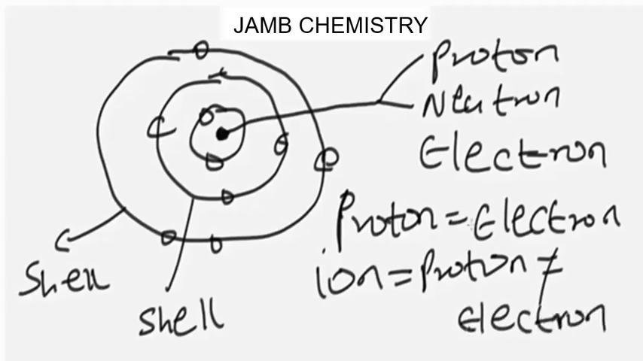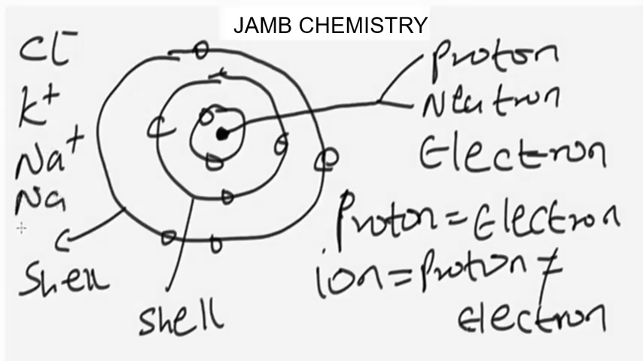So take note of the difference between a charged atom and a neutral atom. Examples of charged atoms would be your chloride ion, your potassium ion, sodium ion. Once you see these plus or negative signs on the element, you know that this is a charged atom, or an ion. Whereas when you see an atom or an element, something like just sodium, chlorine, without a positive or negative sign on it, know that it is a neutral atom.